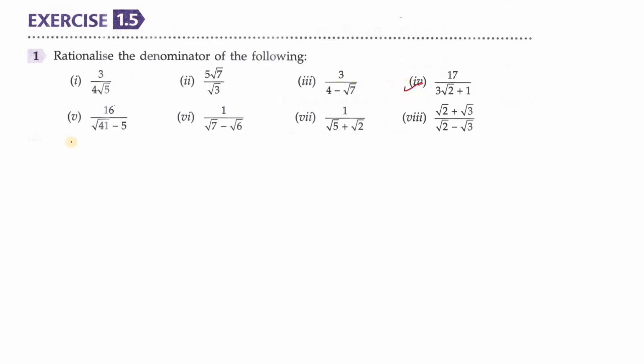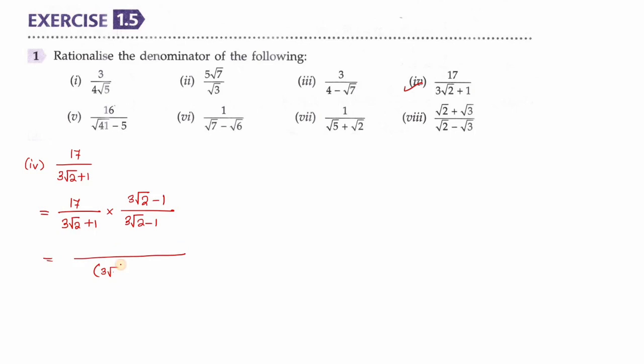Now let's take question number 4. In question number 4, we have 17 by 3 root 2 plus 1. In order to rationalize, you see there is a plus b, so you will multiply by a minus b. So 17 by 3 root 2 plus 1 into 3 root 2 minus 1. Then in the denominator you have a plus b into a minus b, which equals a square, that is 3 root 2 square, minus b square, that is 1 square.